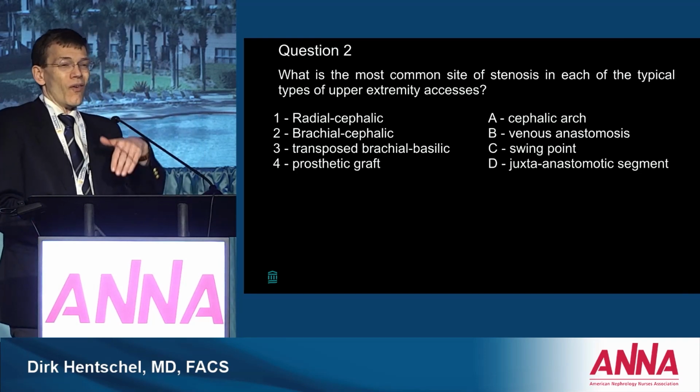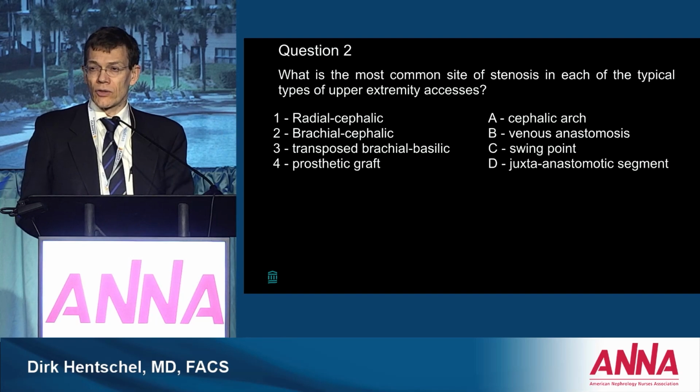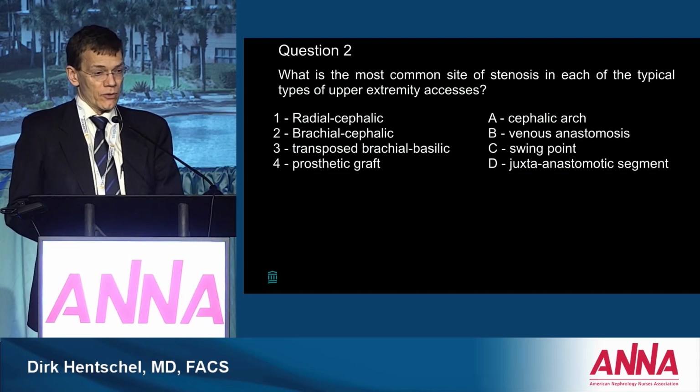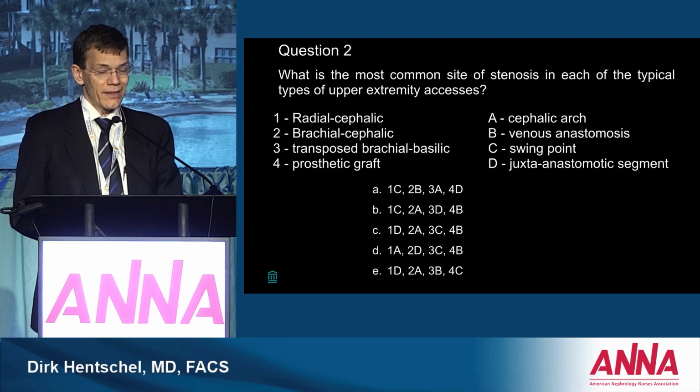So cephalic arch stenosis is really the associated stenosis with an upper arm brachiocephalic vein fistula. There are other typical stenoses that go with different types of accesses. So here you have several options on the left of accesses, and then you have types of stenoses, and then you have the different combinations, right?